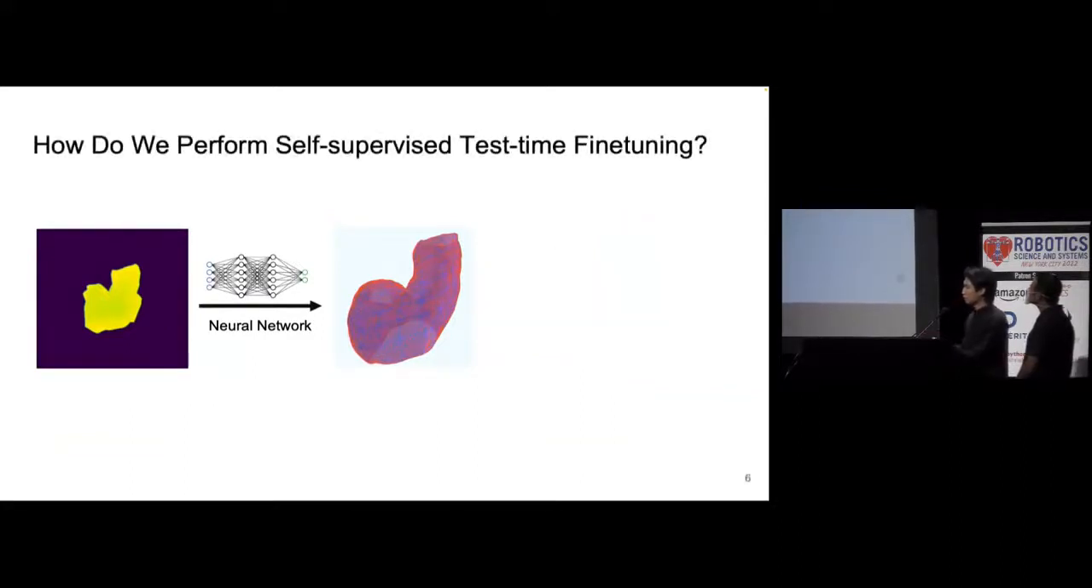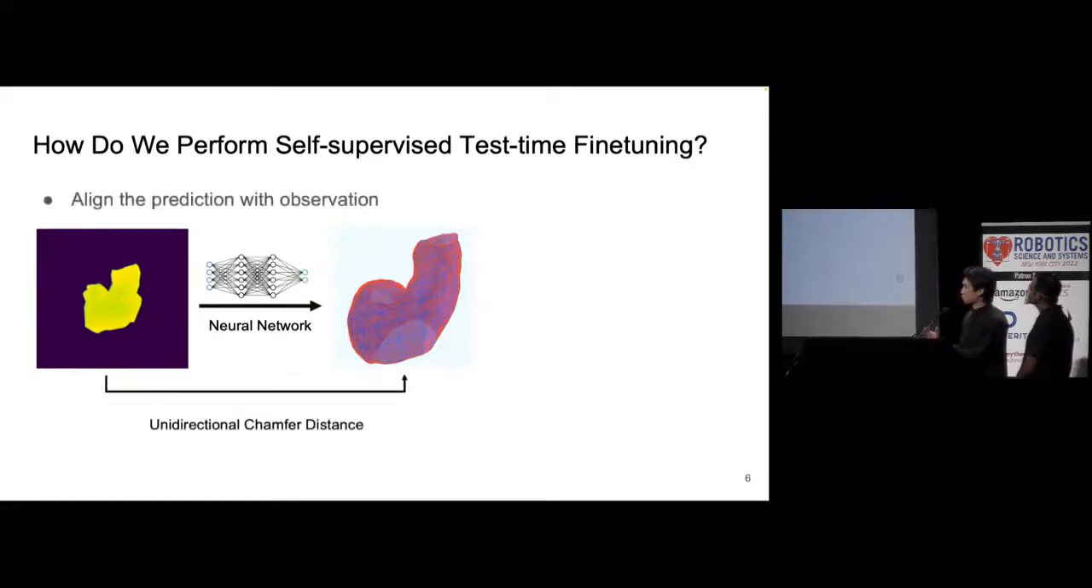So given a neural network which produces an initial estimate of the reconstructed mesh, we propose to refine the mesh with 2 self-supervised losses. The first one is the unidirectional chamfer distance between the mesh and the partial point cloud. We use the unidirectional chamfer distance instead of the more commonly used bidirectional one because we only have the partial point cloud from the visible surface. This loss will help align the prediction with the observation.